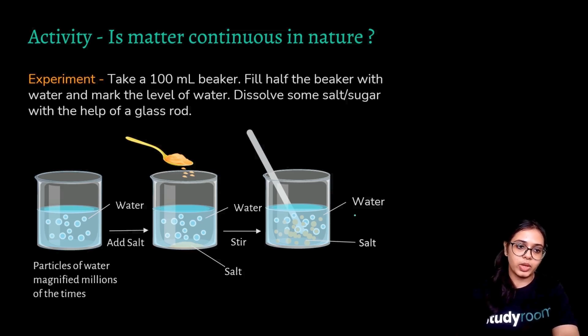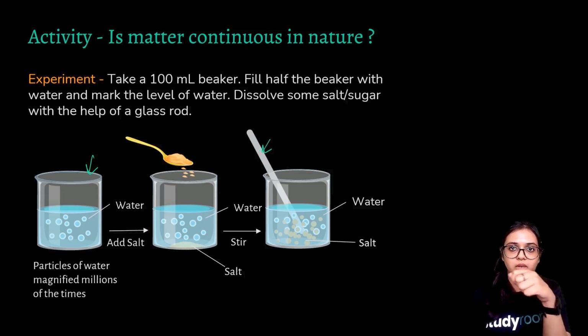Now in this experiment, we have taken a beaker of water and we have dissolved some salt or some sugar granules that is easily available in your home. And we have dissolved this with the help of a rod. So we have stirred the salt or the sugar granules in the beaker with the help of a rod. Now what do we observe?